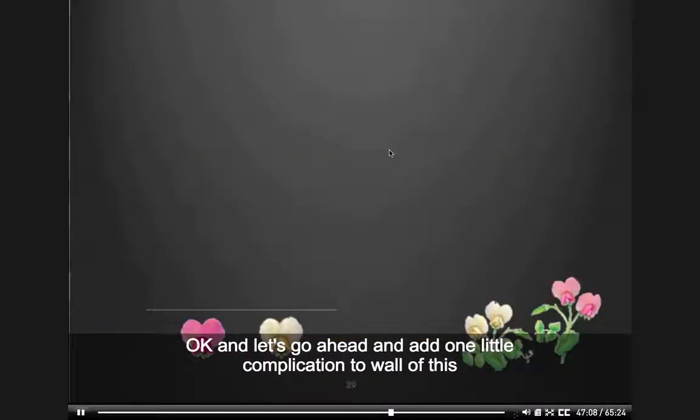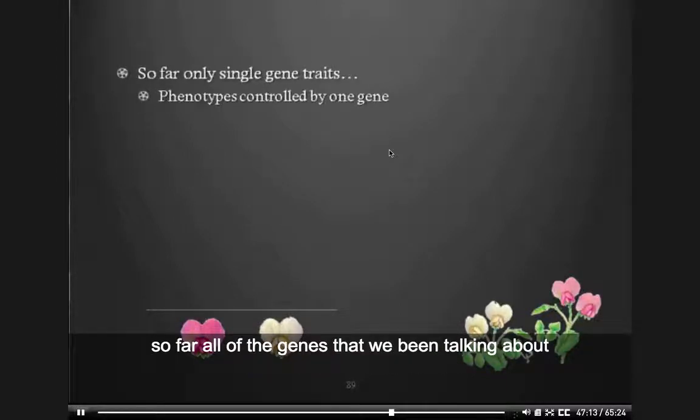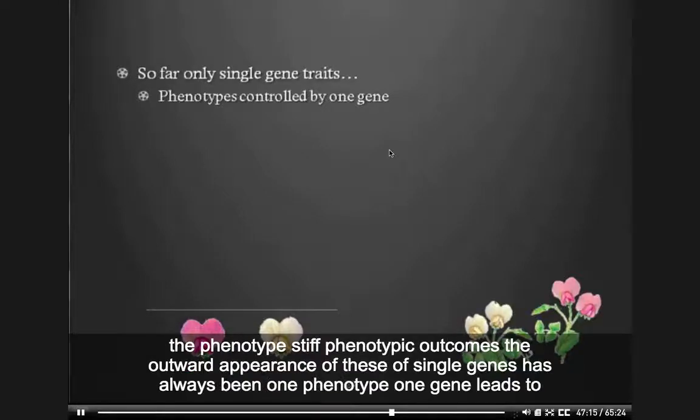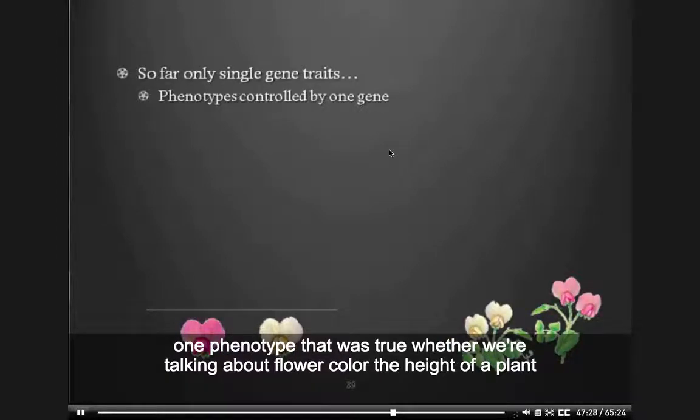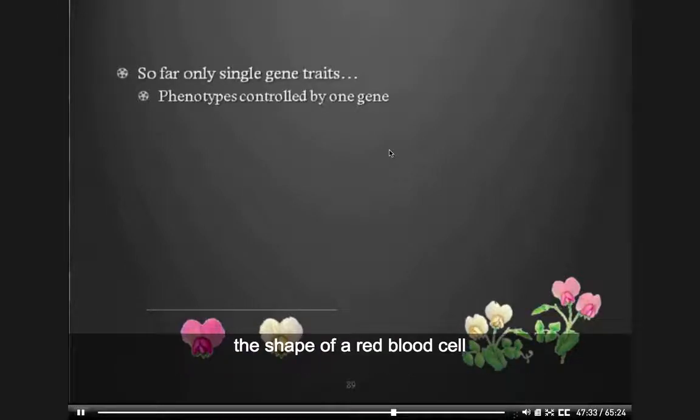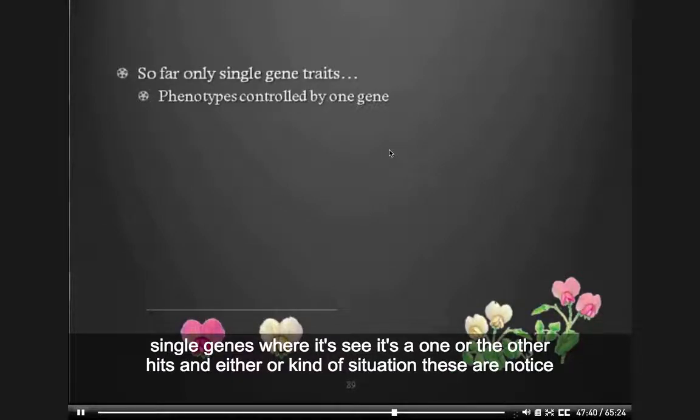Okay, let's go ahead and add one little complication to all of this. So far, all of the genes that we've been talking about, the phenotypes, the phenotypic outcomes, the outward appearance of these single genes has always been one phenotype. One gene leads to one phenotype. That was true whether we were talking about flower color, the height of a plant, the shape of a red blood cell, or your earlobes, or whatever. These are all single genes where it's a one or the other. It's an either-or kind of situation.